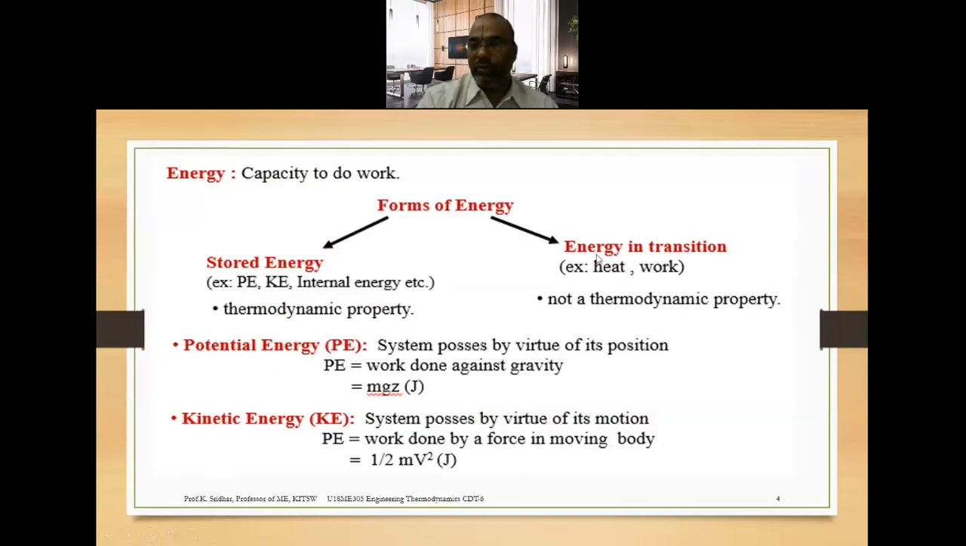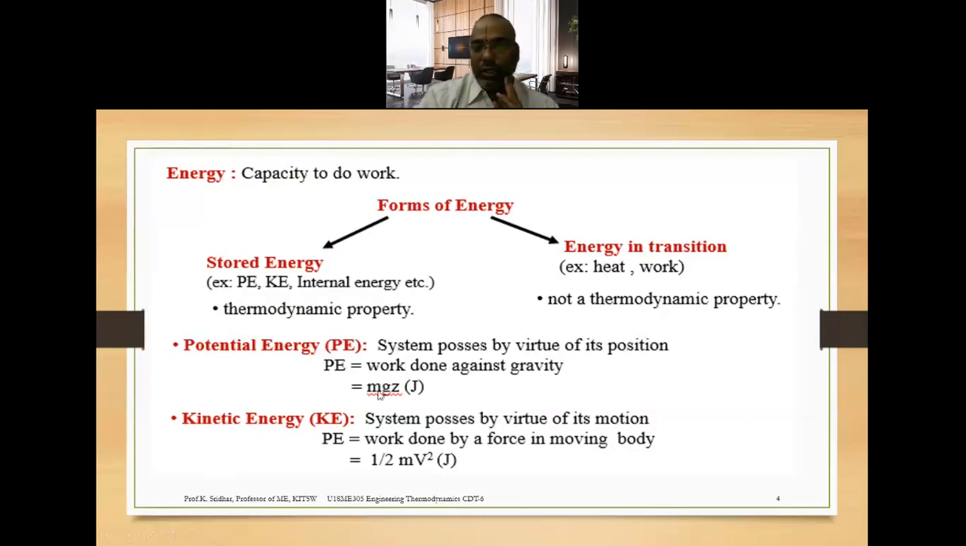Transient phenomena means whenever a process is executing or in motion, only then can you observe work and heat crossing the boundary of the system. Here the stored energy is in the form of potential energy, kinetic energy and internal energy. That's why these are thermodynamic properties, and heat and work are not considered thermodynamic properties.